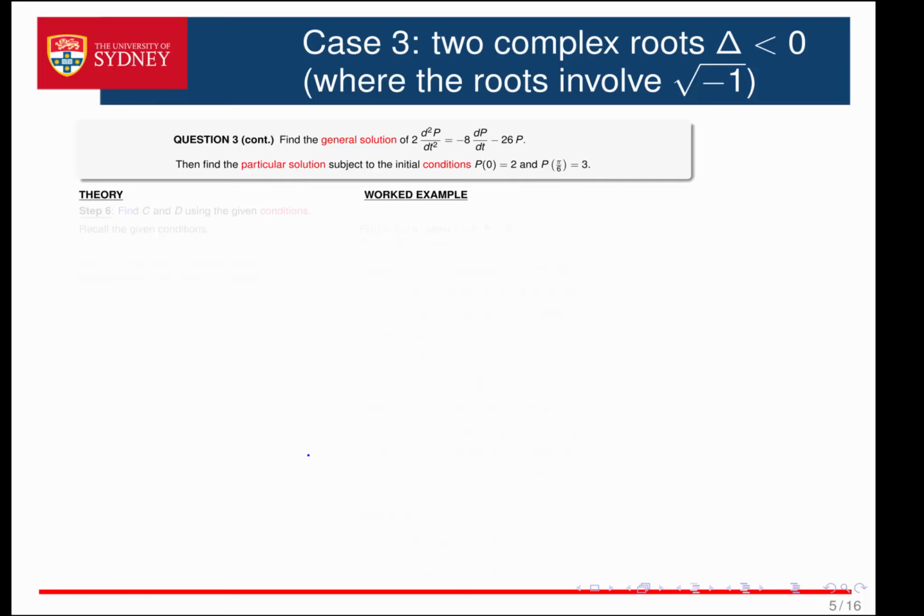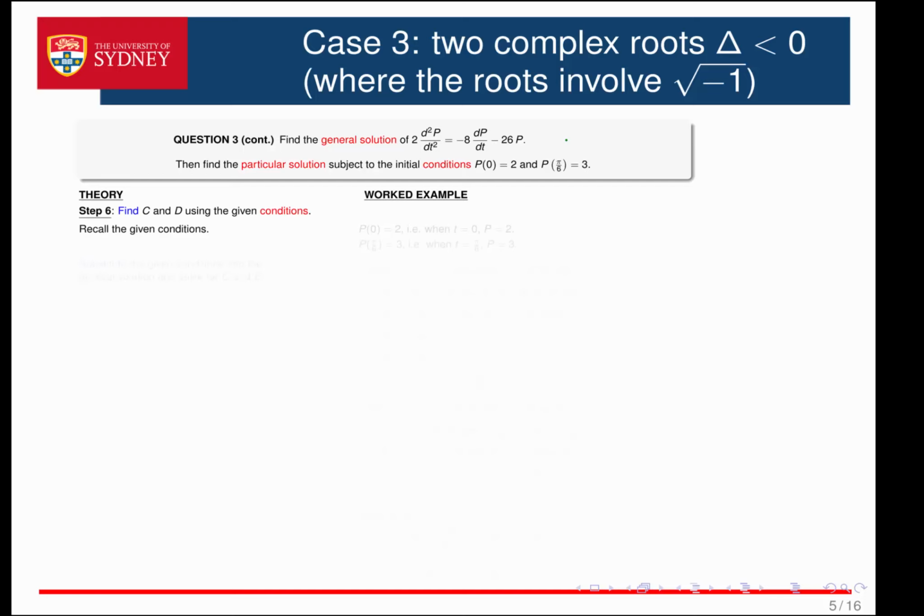At this stage, we have found the general solution to the differential equation. This represents the set of all the functions p of t that satisfy the differential equation. We will now find a particular solution, which not only solves the differential equation, but also satisfies the given conditions on p and t. To find a particular solution, we use the conditions on p and t to evaluate the arbitrary constants.